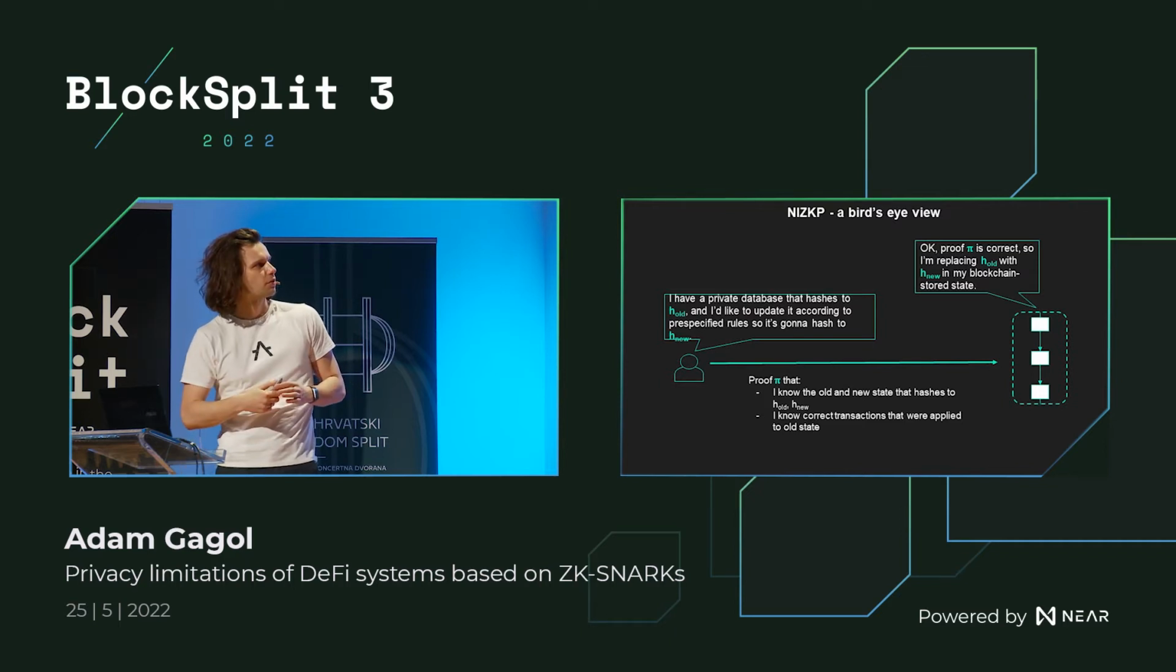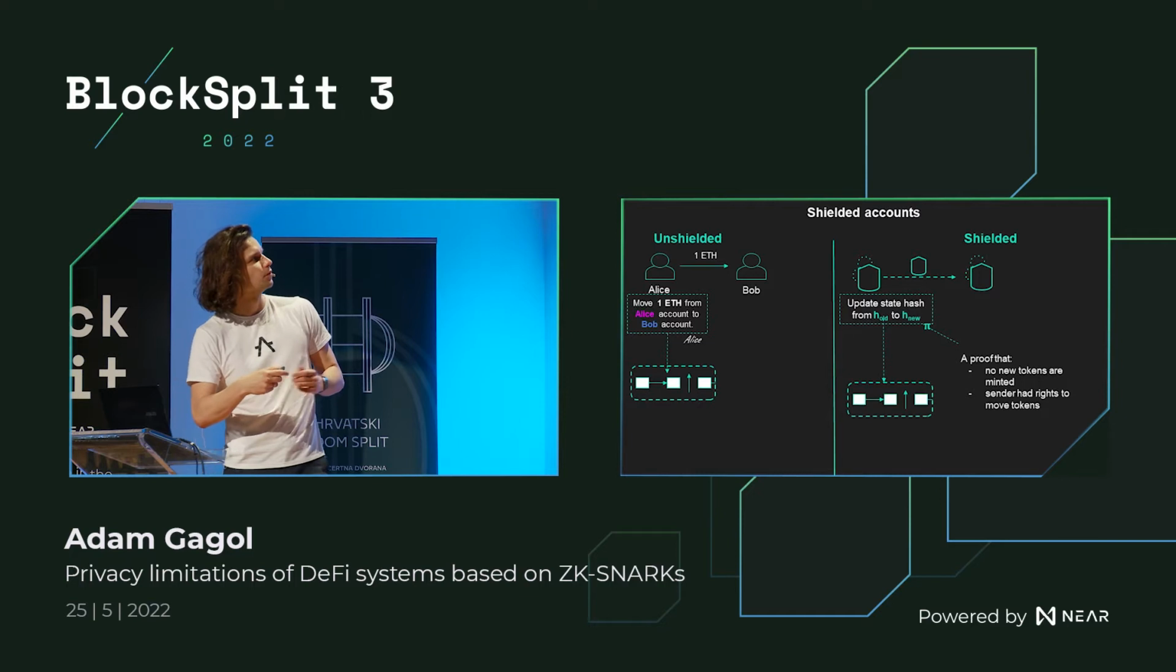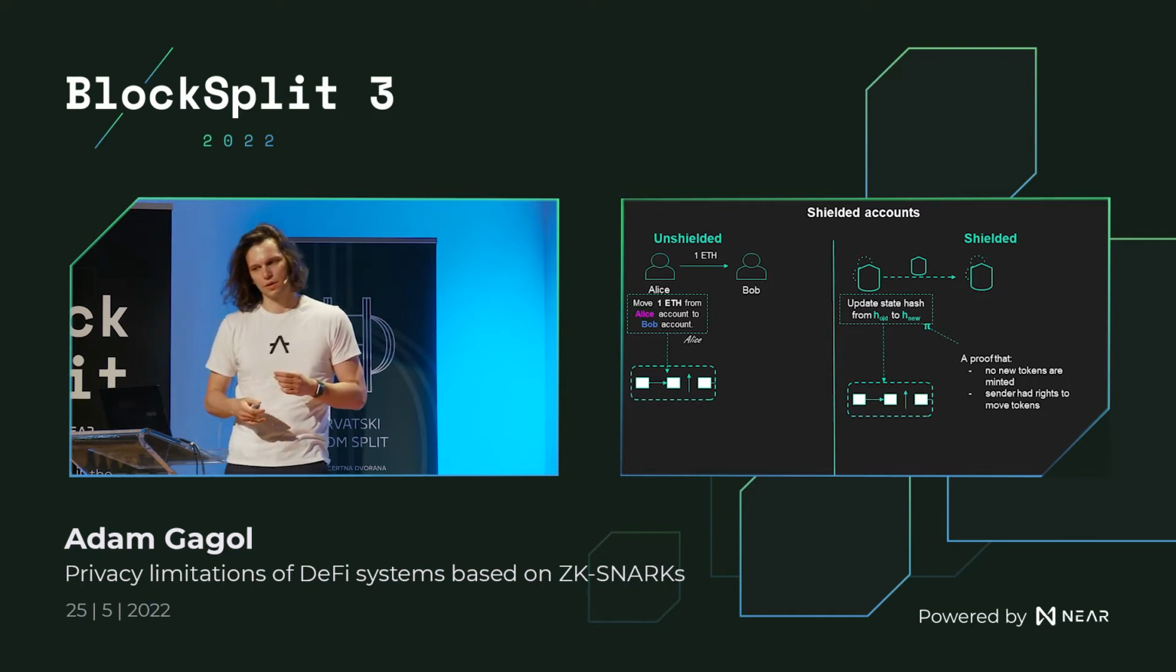Also, Tornado Cash is using similar primitives. Manta in the Polkadot ecosystem is also experimenting with similar ideas right now. So this is quite nice when it comes to normal value transfer. So the concept is often referred to as shielding accounts or shielding transactions.